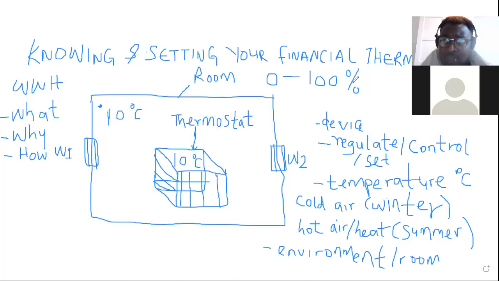I want you to write your financial thermostat. When I mean your financial thermostat, I mean, what is that level of financial breakthrough you want to attain in the future, from number 0 to 100? Write it down. This is very important.